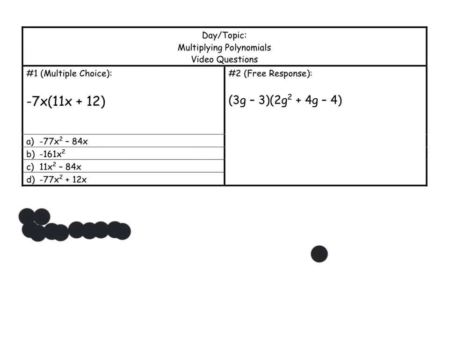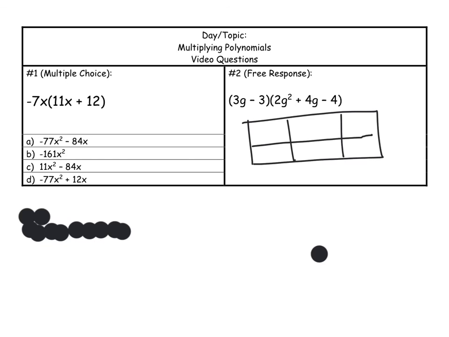So you can use the box method or you can use the distributive property method. If you use the box method, keep in mind that you have a 2 by 3 box because you have 2 terms here and 3 terms here.